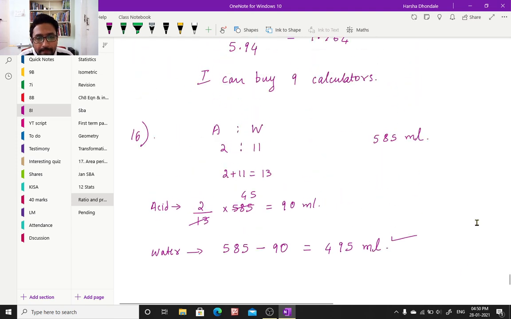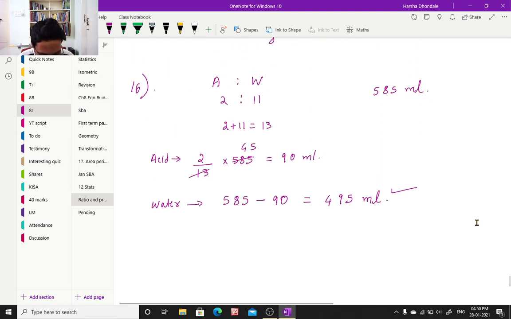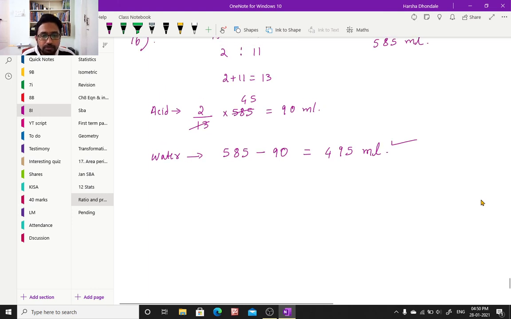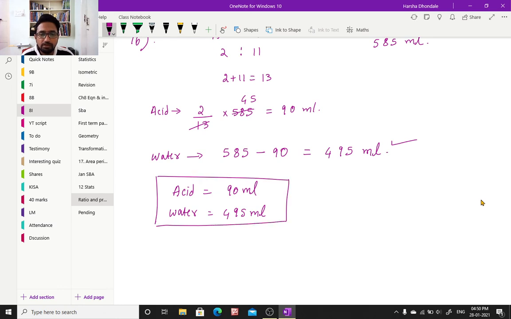Lastly, how much acid? 90 ml. It's just that I want to present the answer neatly. 495 ml, and just put this in a box. Yeah, that's it. 17th question.